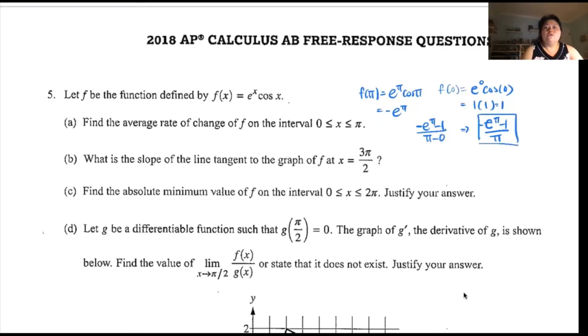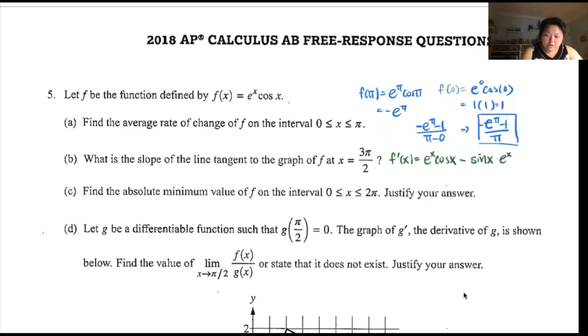pi over 2? So the word tangent tells us we're going to take the first derivative. So f prime, I'm going to change color so you know it's the second problem here. F prime of x, we're going to use product rule because there's a product here. So e to the x, right? E to the x is the derivative of e to the x. So we took the derivative of e to the x times cosine x. And then you now need to take the derivative of cosine. So it's negative sine x times e to the x, right?